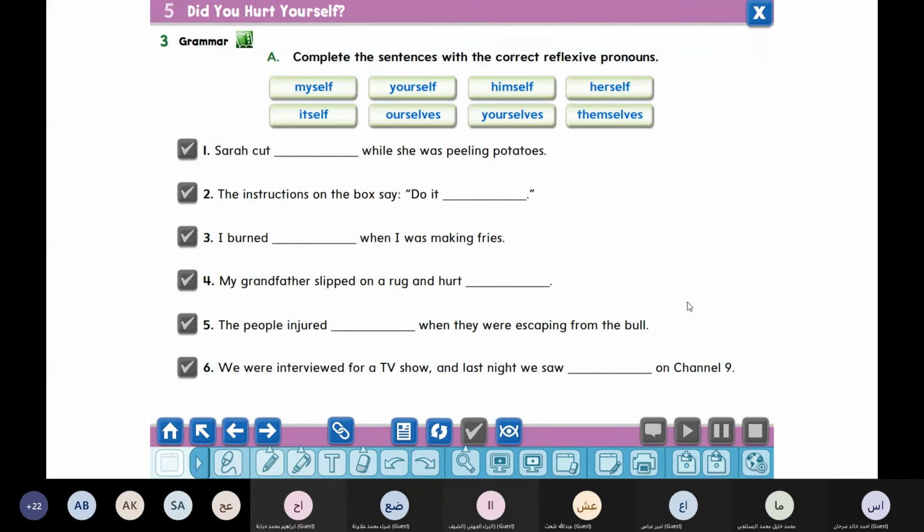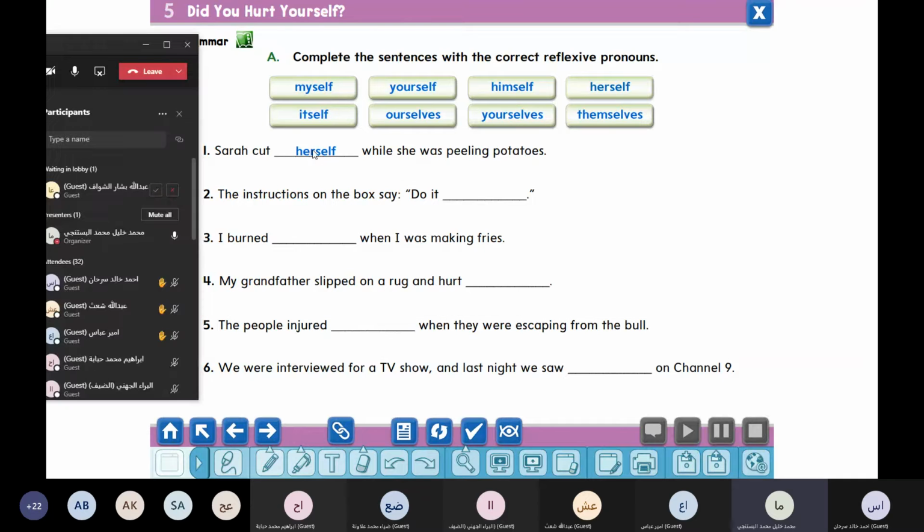Okay, now move. Look here. Exercise A. Complete the sentences with the correct reflexive pronouns. Can I answer? Yes. 1. Sarah cut herself while she was peeling potatoes. Good. The same subject, the same object, so we can use the reflexive pronoun. And she is female. We put: Sarah cut herself while she was peeling potatoes.